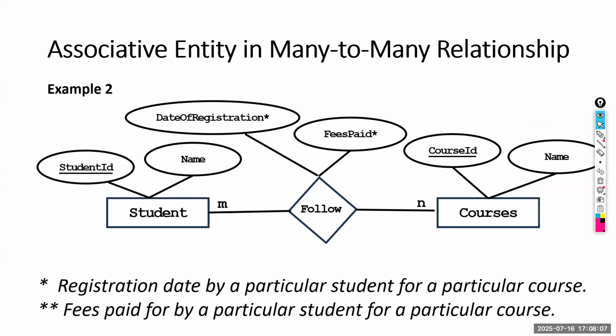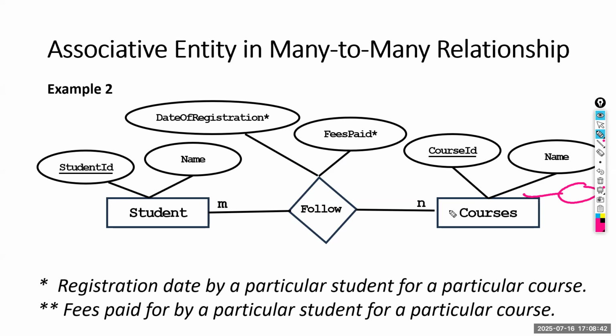So this is another example. A student can register for many courses, or a student can follow many courses. A course can have many students. So student ID, student name, student attributes. Course ID, course name, course fee, say for a particular course the fee is 20,000. So then what about the date of registration of a student for a particular course? Because a particular student can register for multiple courses.